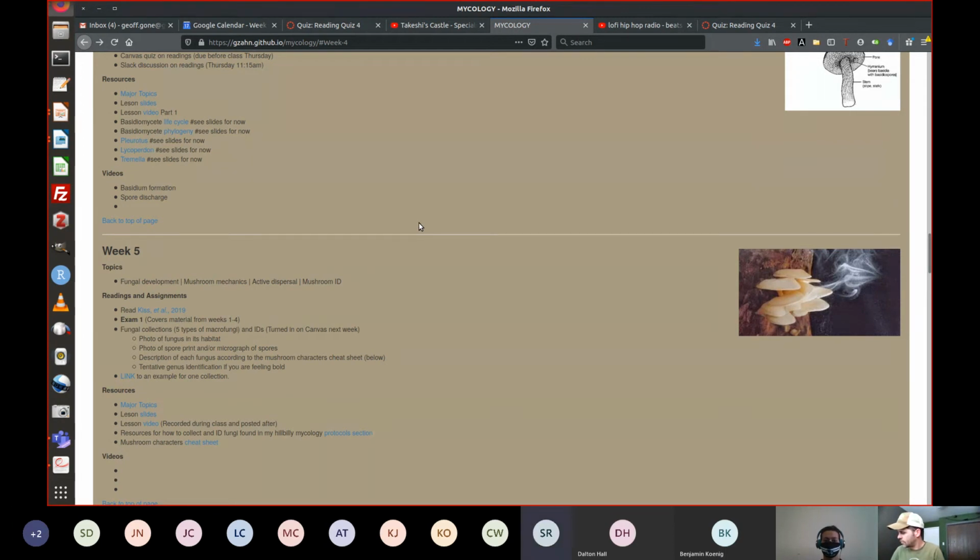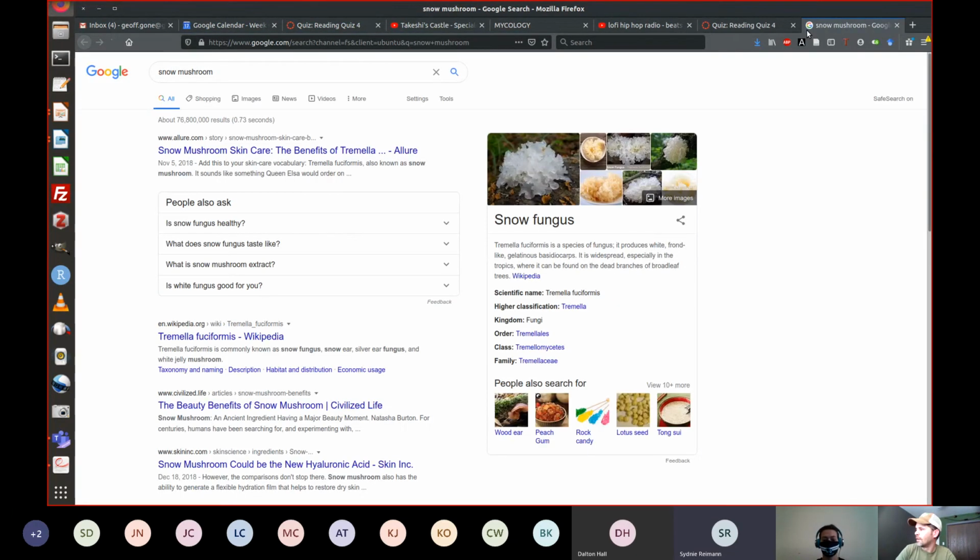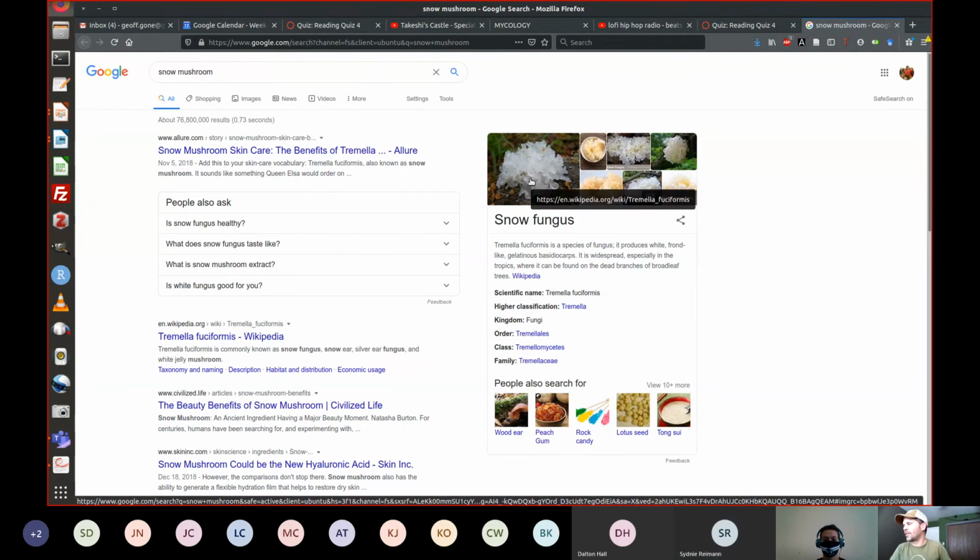Do you know if the snow mushroom grows in Utah? I was reading about how it's in a lot of skincare products and it's good to rub on your face. What is the snow mushroom? It's part of the tremella fungi. I don't know. I was just looking. Oh, yeah. These grow all over the place.